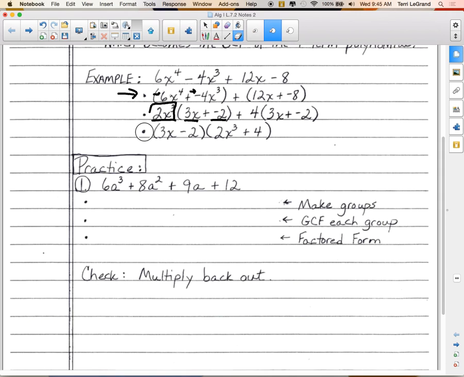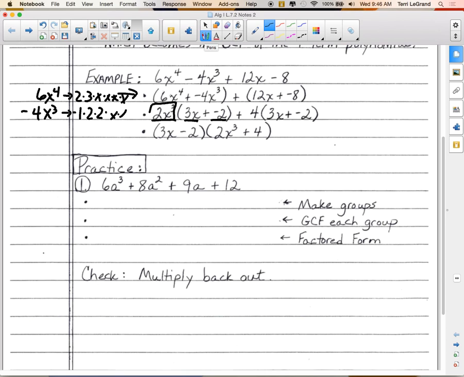So again, I didn't show the work for getting that, but really here's what happens. I've got to get rid of these arrows so I can see where there are negative signs. Okay. So what we really have here is 6x to the 4th, which can factor to 2 times 3 times x times x times x times x, right? Then we have that negative 4x cubed, which can factor to negative 1 times 2 times 2 times x times x times x.